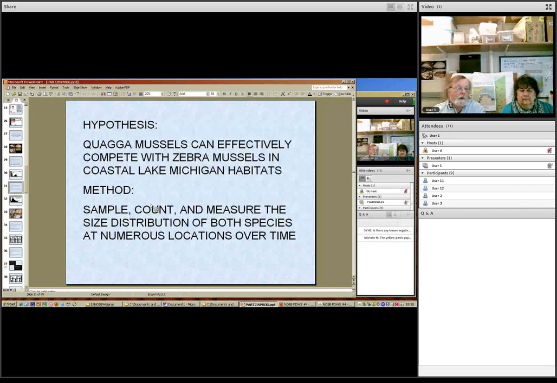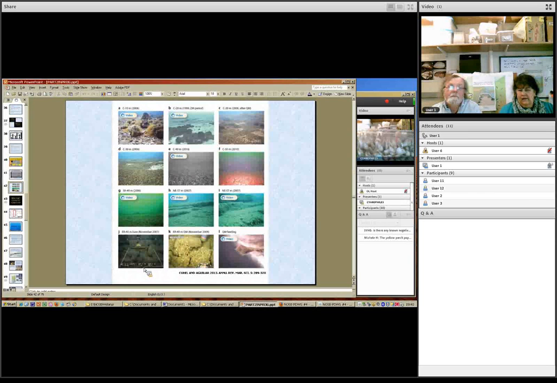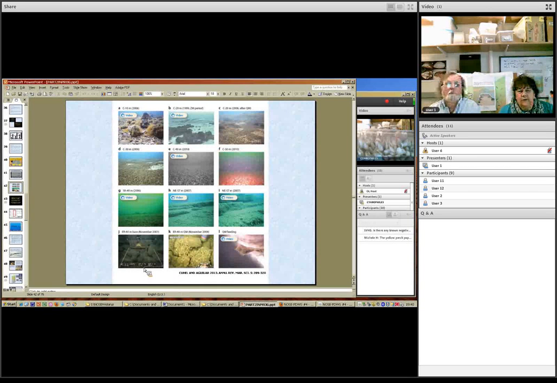So our next hypothesis is that quagga mussels can effectively compete with zebra mussels in coastal Lake Michigan habitats. Here our method is to sample, count, and measure the distribution of both species at various locations over time. Do you think they'd be interested in seeing how we sample those? I think that would be great. And then the other thing that I wanted to mention is that we had a lot of teachers and undergraduates and high school kids helping us with this. If you see how many we measure, if you add them all up, it just becomes a huge amount of mussels that we had to count and measure for us to be able to show you these data.